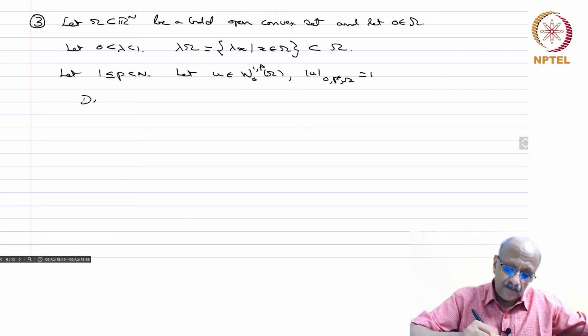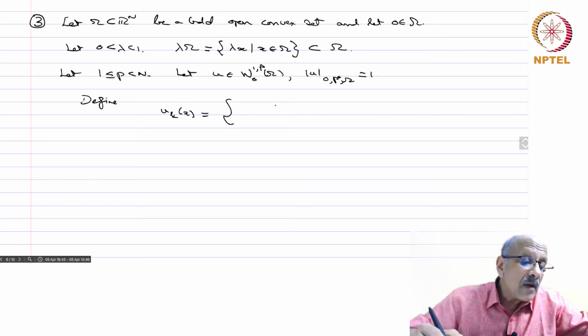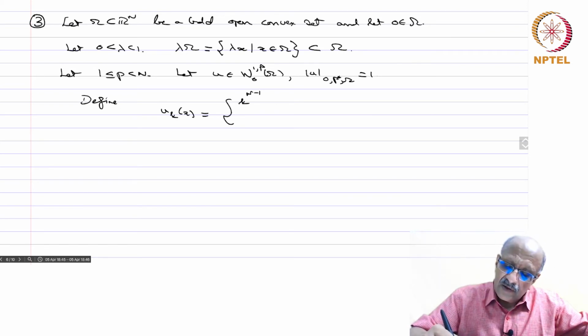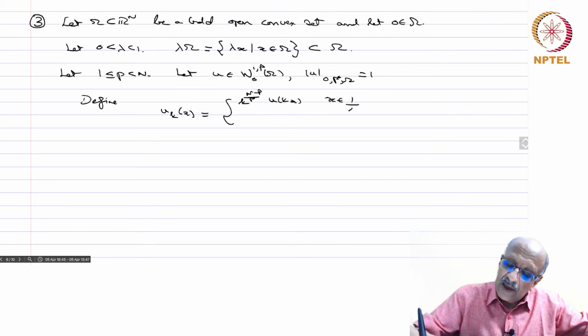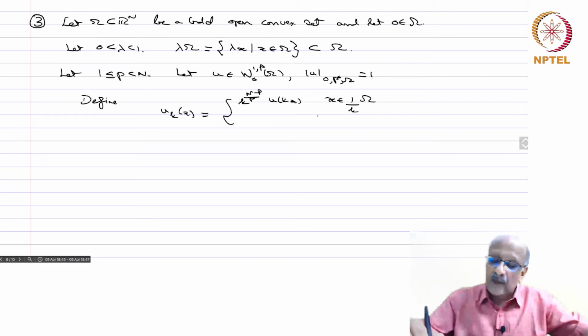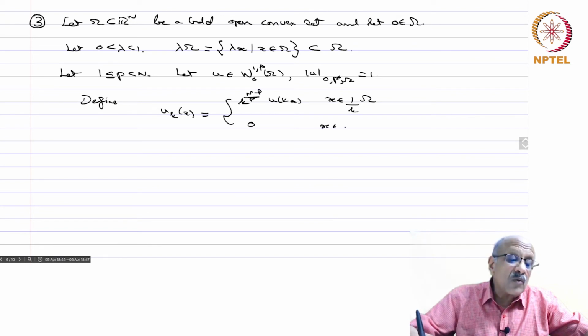So define u_k of x equals k^{(n-p)/p} u of kx if x belongs to (1/k) omega. Because if x belongs to (1/k) omega, kx will belong to omega, and therefore this is well defined. And it is 0 if x belongs to omega minus (1/k) omega.